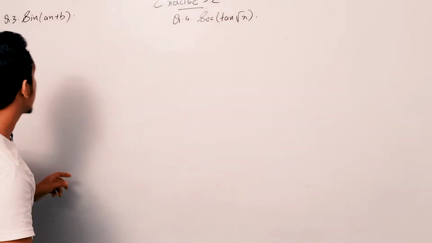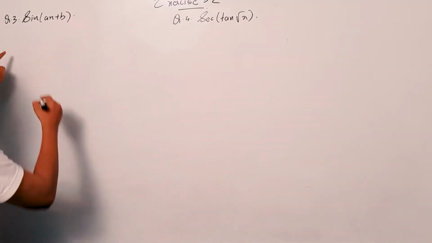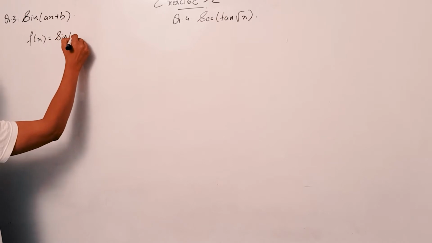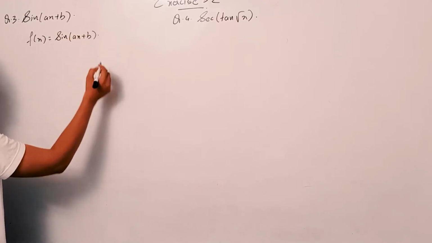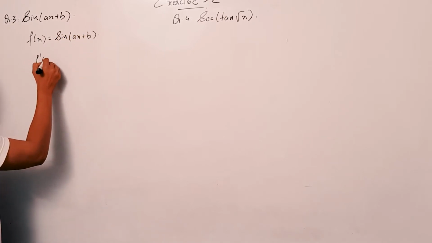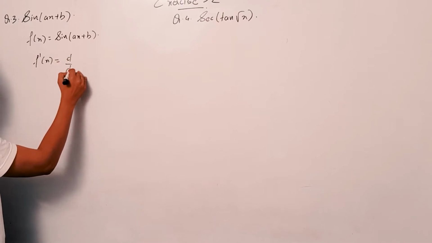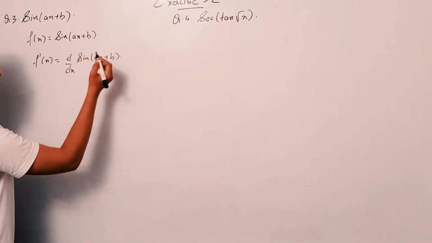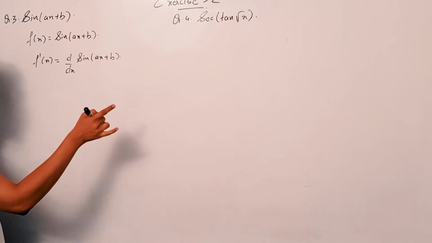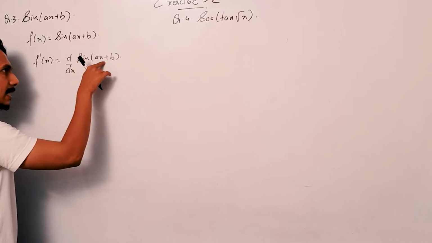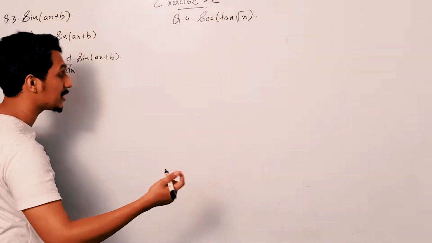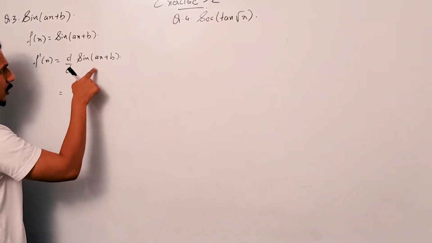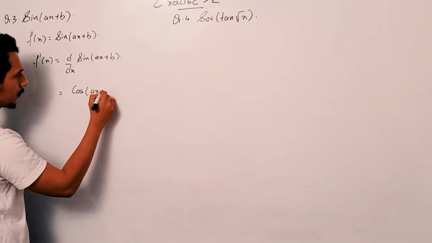Okay, so here is question number 3. It is given f of x equal to sine of ax plus b. Very similar to question number 1. So when you find the derivative of this one, you get d by dx of sine of ax plus b. Okay? We know how many functions? There is a sine function, and inside that there is ax plus b. So you have to apply the chain rule. So d by dx of sine x is cos x. Instead of x, you have ax plus b.